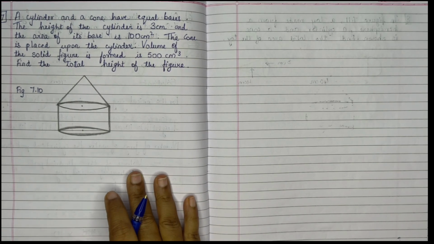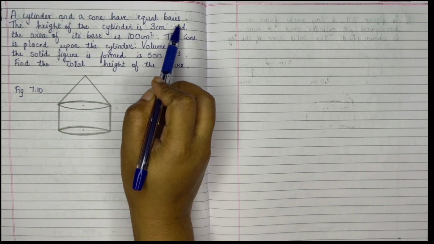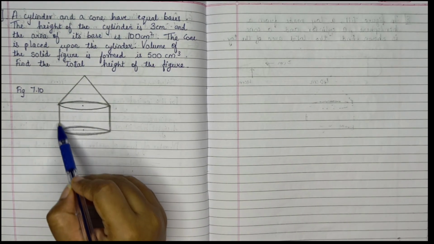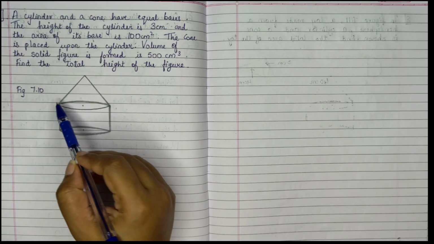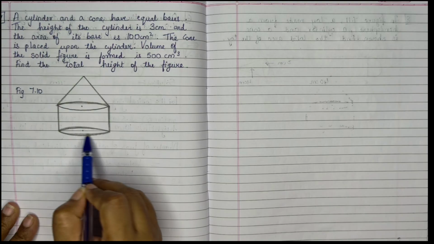Now see the seventh sum. A cylinder and a cone have equal bases. So this is the cylinder and this is the cone. They have equal bases. Their base is the same. See here, the base is same.